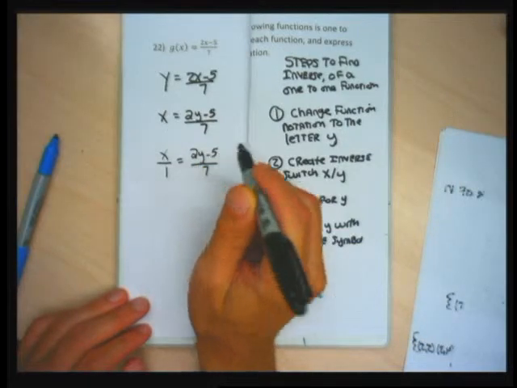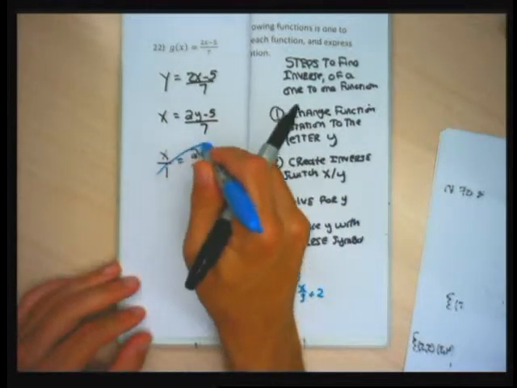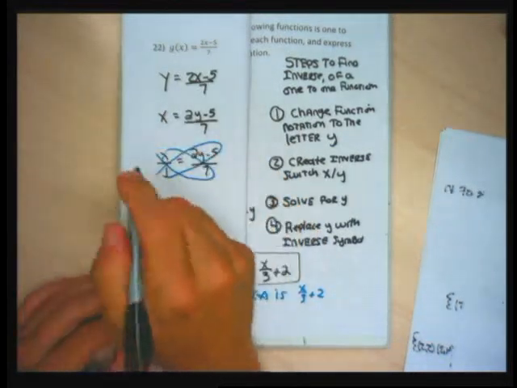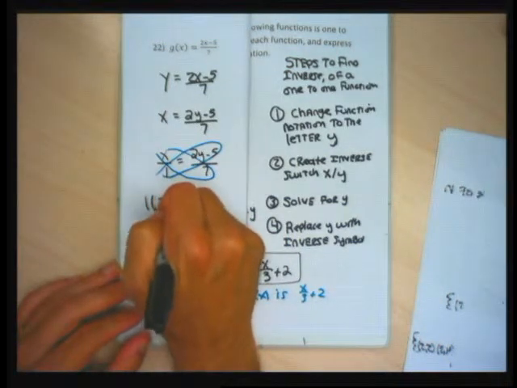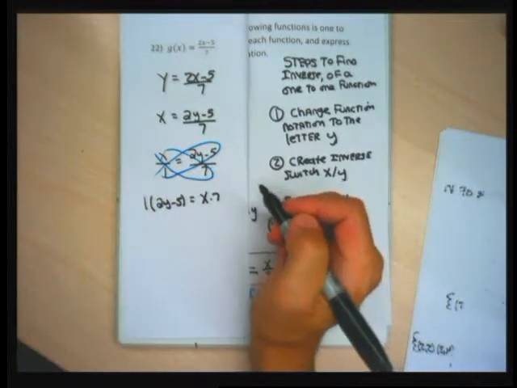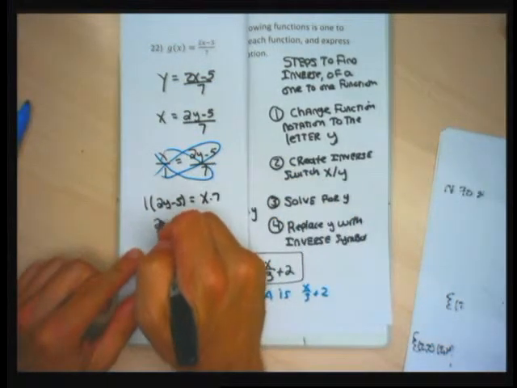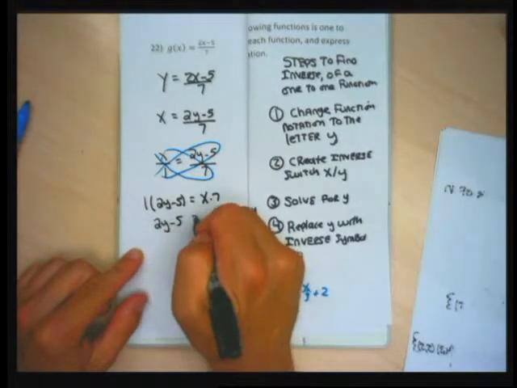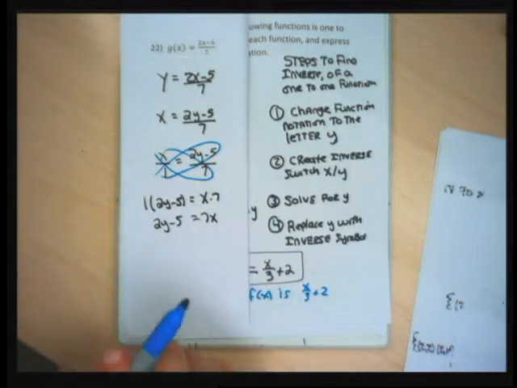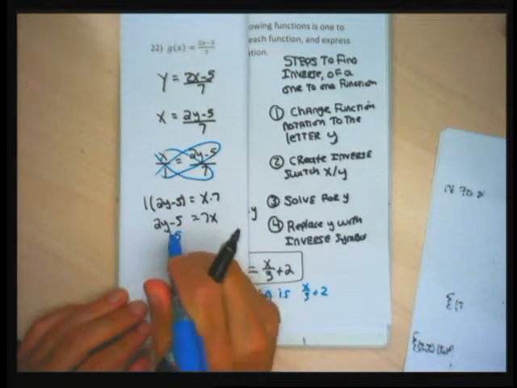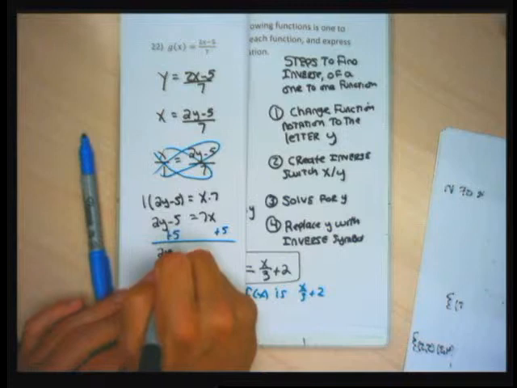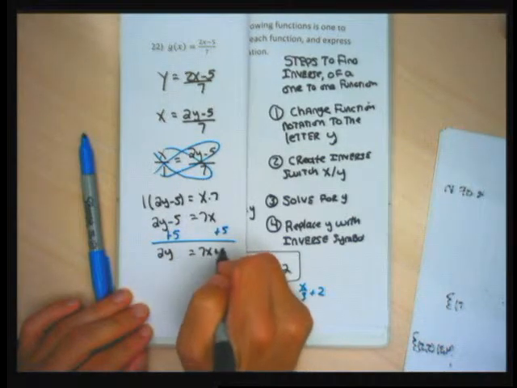So I'm going to set this up for cross-multiplying. And it doesn't matter when I cross-multiply what side I put things on. So the cross-multiplying here is going to be 1 times 2y minus 5 equals x times 7. The 1 times 2y minus 5 I write as 2y minus 5. The x times 7 I write as 7x. I'm almost done solving it for y now. It looks just like kind of the last problem. So I'm going to add 5 and divide by 2. When I add 5, I get 2y equals 7x plus 5.